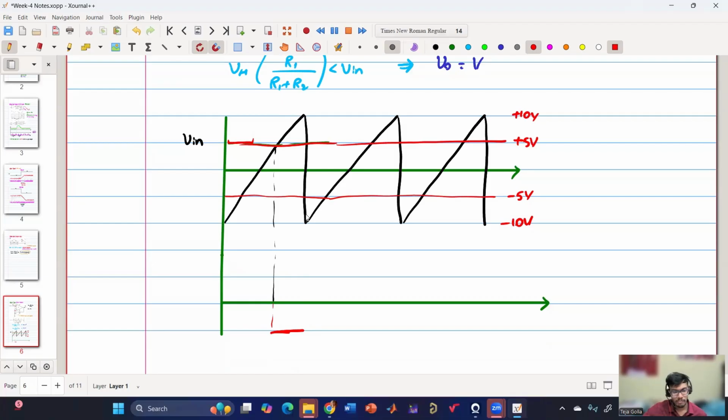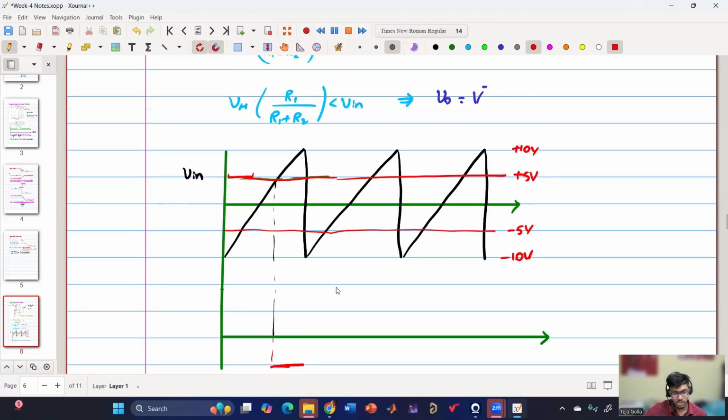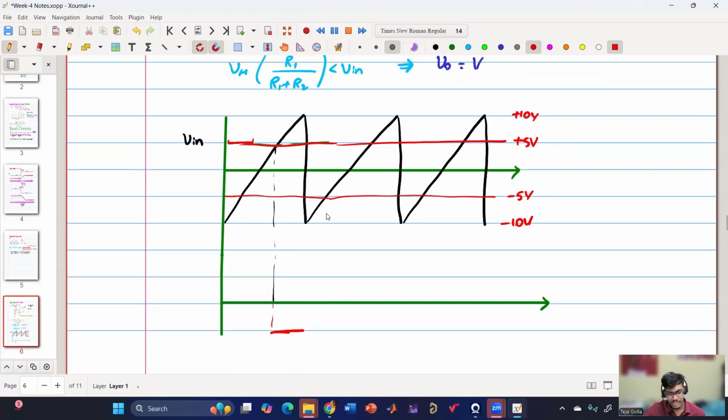Now coming back here, my V in is less than what? Now it becomes -5, right? Because in this region it is -5. So my V in is less than -5, so my output will stay positive. After this, it stays positive until it crosses +5. So the same will be reflected here.